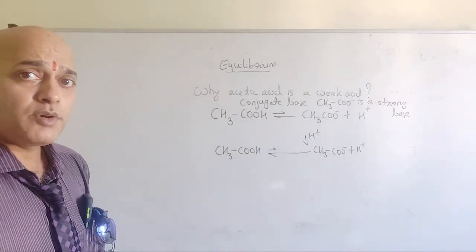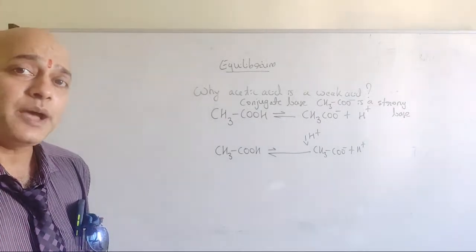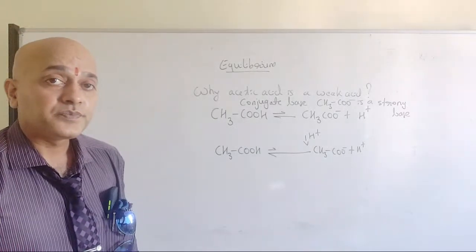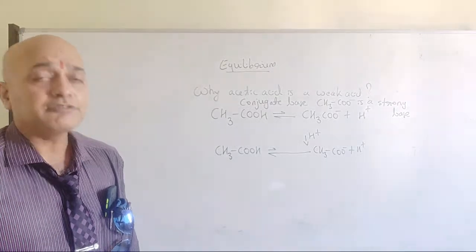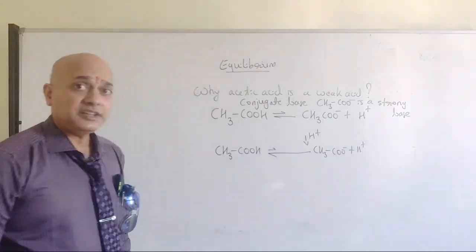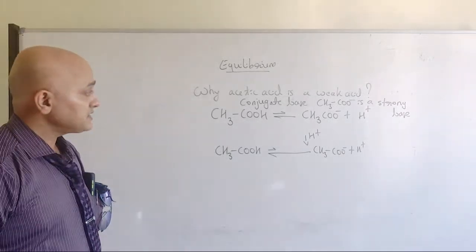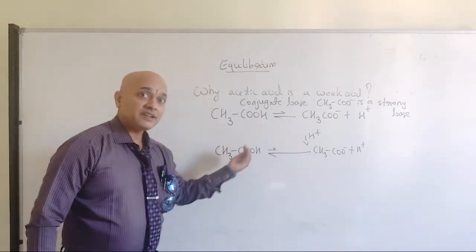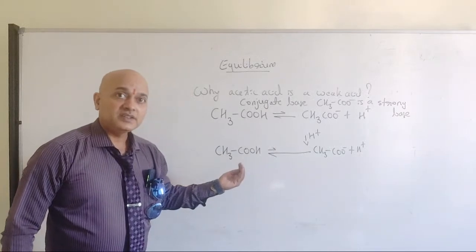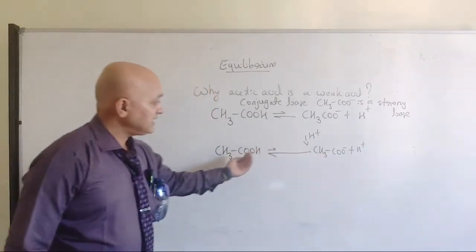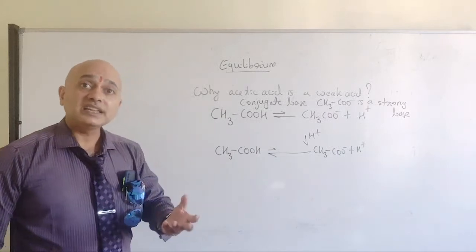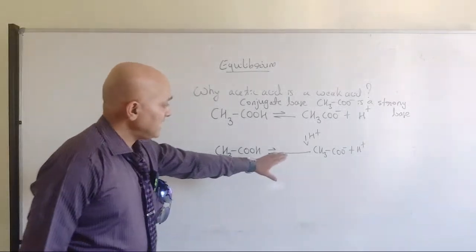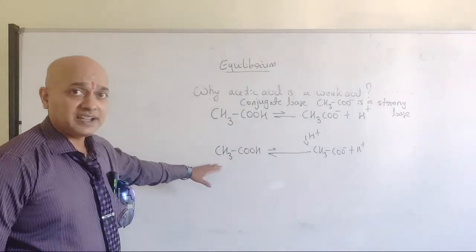I will add H plus from outside, or acetate ion from the outside. What will happen? Dissociation of acetic acid will be reduced. Yes, Ashish, it will be reduced, no doubt. Dissociation of acetic acid will be reduced, or I can tell that the reaction will be shifted towards the left hand direction. That is what Le Chatelier's principle talks about. So yes, all of you are right. The reaction will be shifted towards the left side.